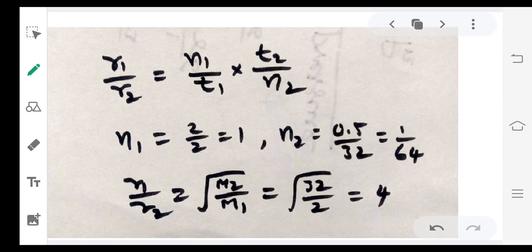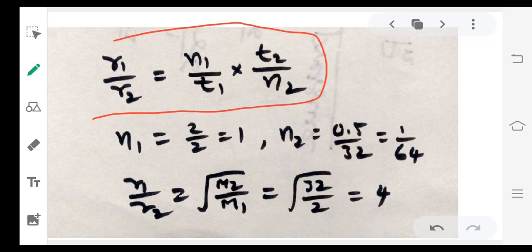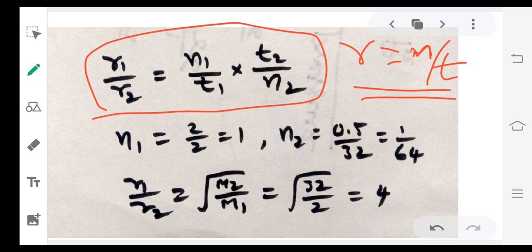Now rate of diffusion we can express in different ways. One of the ways is in terms of moles. So R equals n by t, the amount of moles diffused by time, is nothing but the rate of diffusion. From this relation we can write R1 by R2 equals n1 by t1 into t2 by n2. So what is n1? Moles of hydrogen. How many grams of hydrogen are given? 2, and its molecular weight is 2. 2 by 2 equals 1 mole.